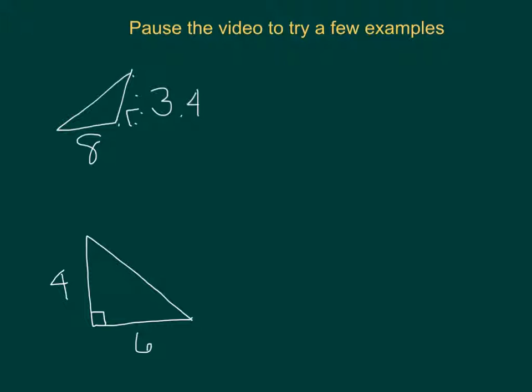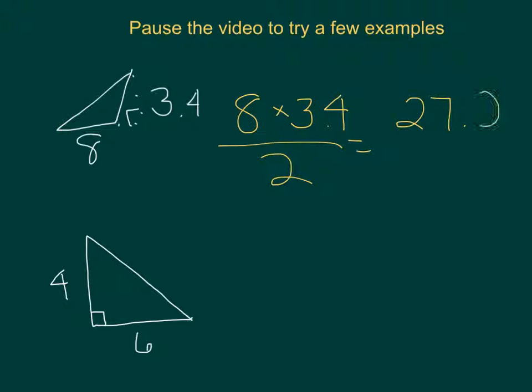For the first example, you have 8 as your base, and the height is 3.4, and you're going to take all of that and divide it by 2. So if we do 8 times 3.4, we get 27.2, and we divide that by 2, and that gives us 13.6 for the area.